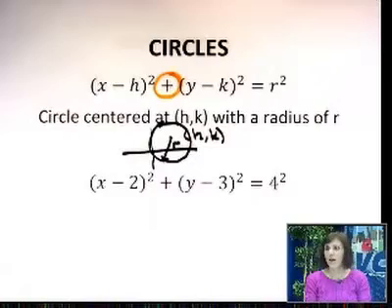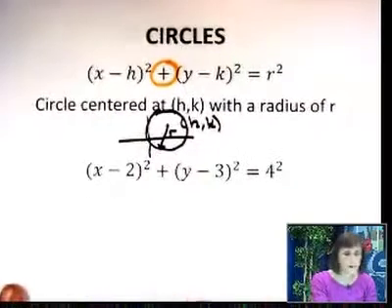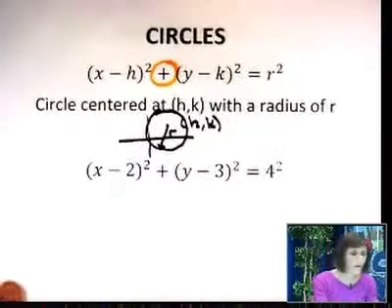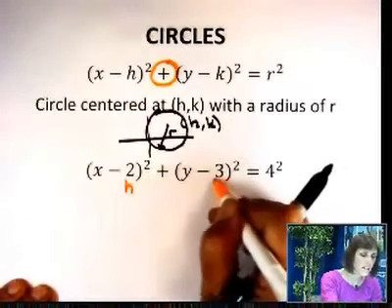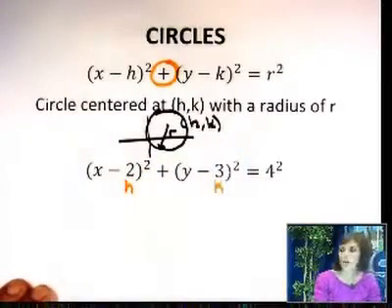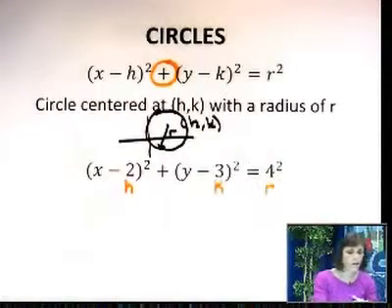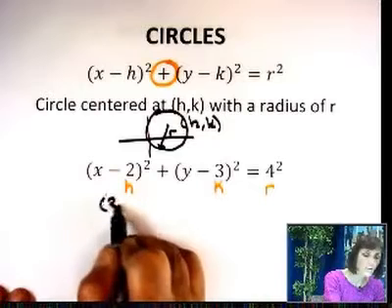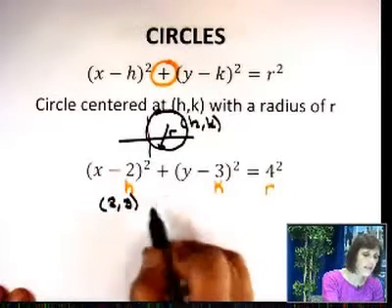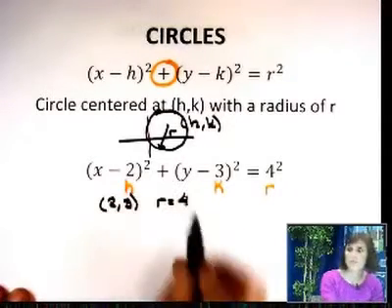Alright, here's an example. Direct application of the formula. What is h? Here's my h. What's k? Here's my k. What is r? Here's my r. Okay, this is a circle centered at (2, 3), and it has a radius of 4.